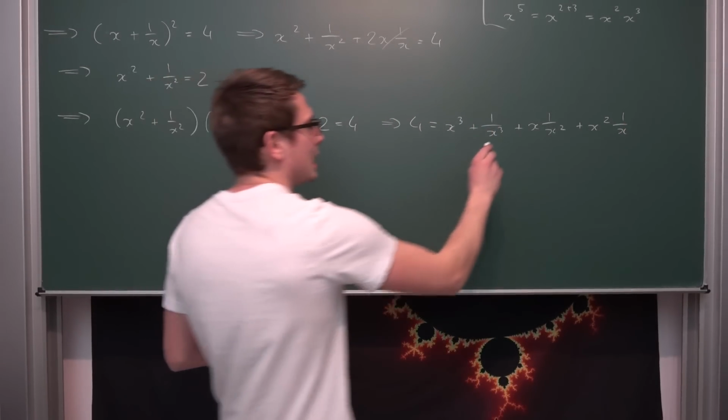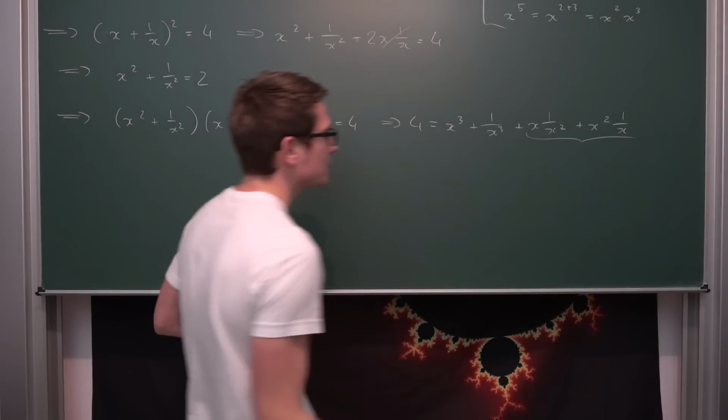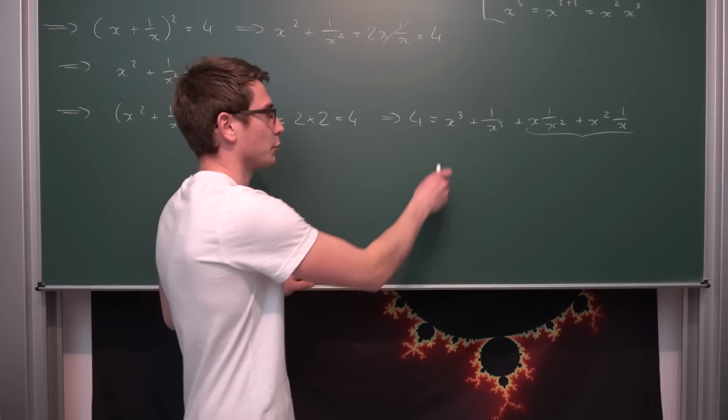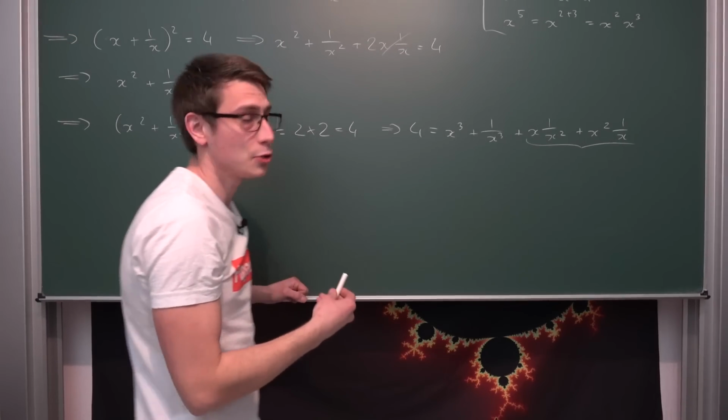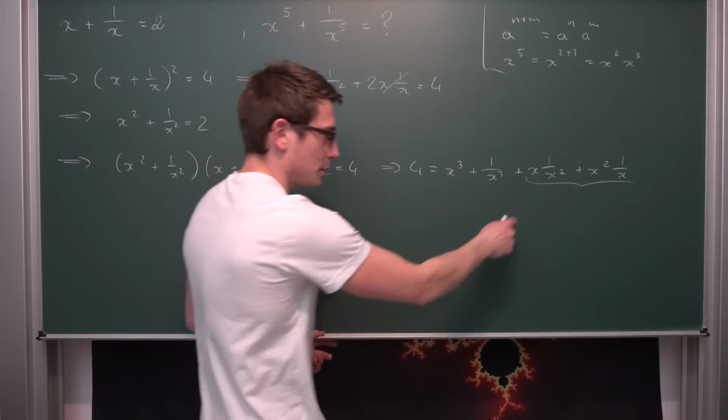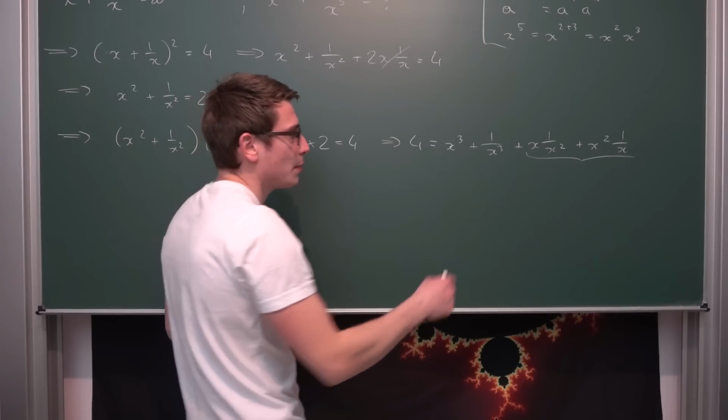Now, if we take a look at this last part here. So this first part is very, very good. This is something of the form x cubed plus 1 over x cubed. So we are getting even closer to what we have up here. But this part right here, this is actually pretty fabulous.